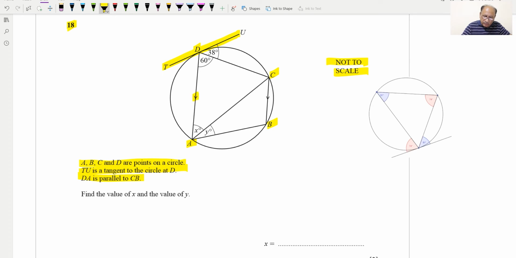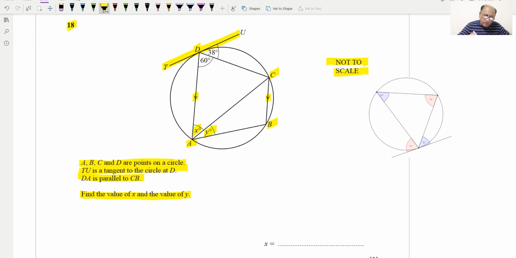DA is this one, parallel symbol is given, so both lines are parallel. Find the value of x and the value of y. So x and y are required. X is this one, y is this one. So it's a little challenging question, but it's not very difficult.